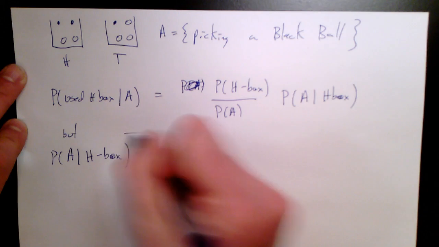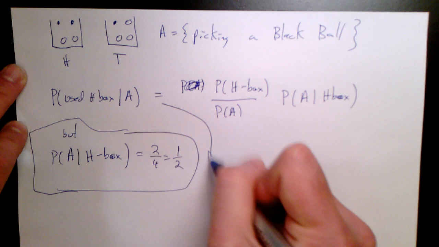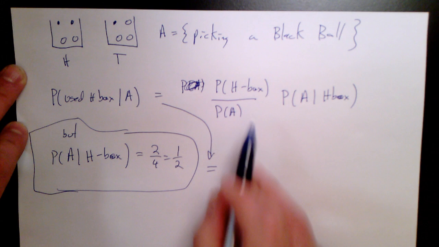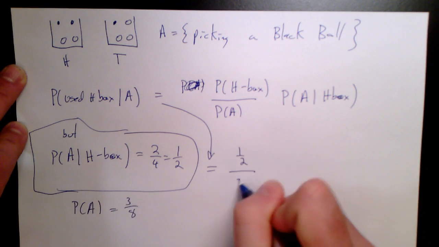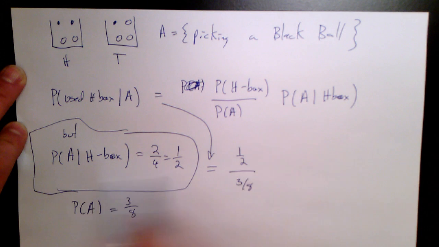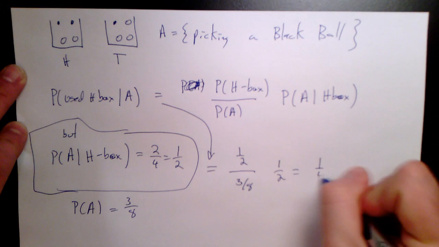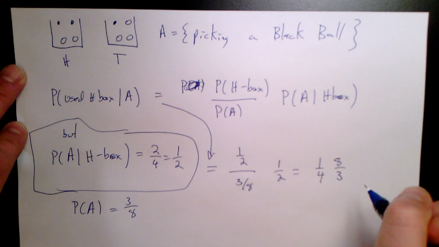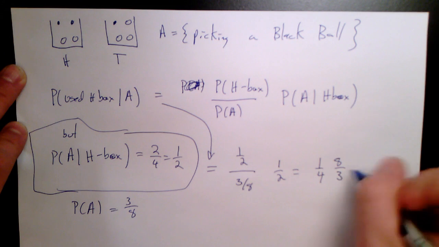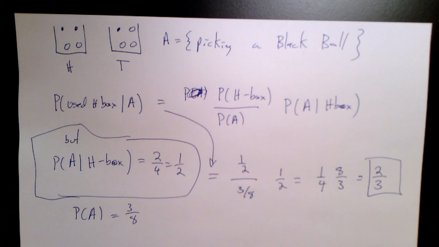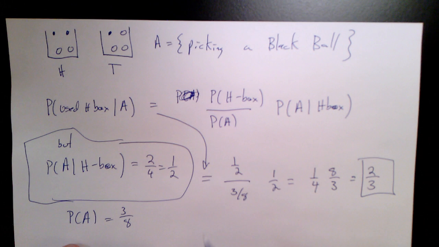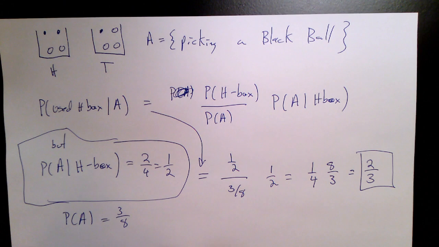So what I've written out now is just Bayes' formula. And let's block this off so we don't get confused what's equal to what. And now let's just fill in these numbers. We know all of them. The first one is 1/2. The probability of picking a black ball we already calculated in the previous video was 3/8. And the probability of picking a black ball given the H box is 1/2. So we simplify all this algebra, and 1/2 times 1/2 is 1/4, times 8/3, which is just 2/3. So the probability of having used the H box given that I know that I picked a black ball is 2/3.